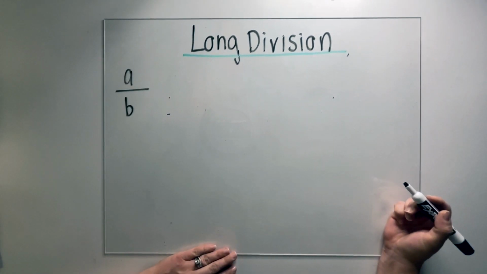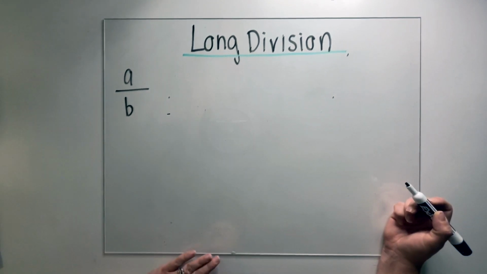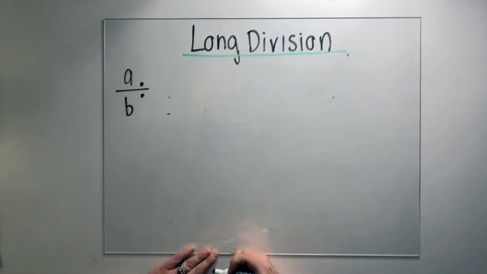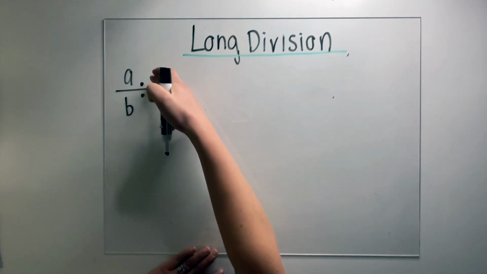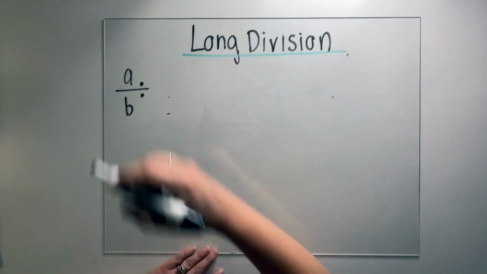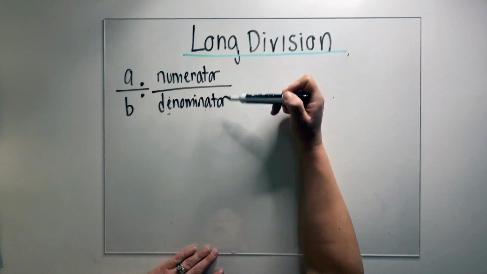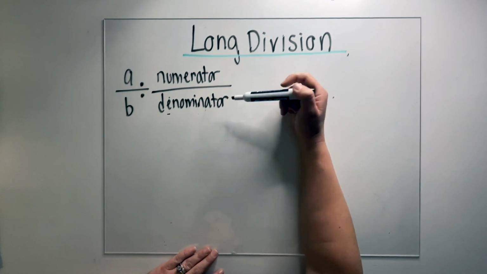First of all, when we're looking at fractions like this, a over b, I always want you to remember that a fraction line means divide. You'll also need to know the names of the top and the bottom of the fraction. The top of the fraction is called the numerator, and the bottom of the fraction is called the denominator.